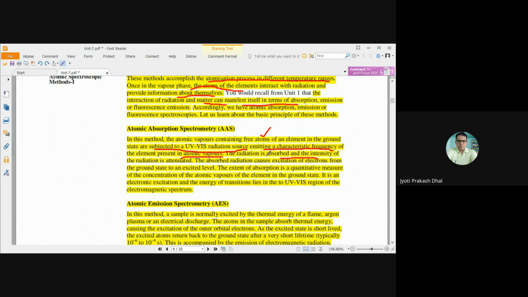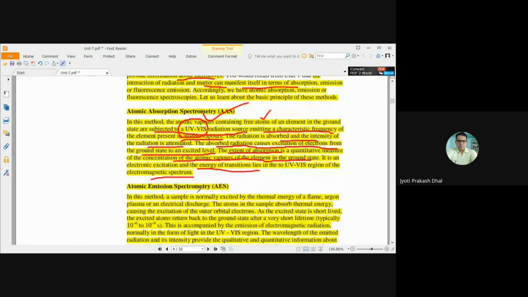First, the radiation is absorbed. That means the UV visible radiation is absorbed by the sample. Then the intensity of the radiation is attenuated. The absorbed radiation causes excitation of electrons from the ground state to an excited level, and which excited state the electrons go to depends upon the amount of energy absorbed from the UV visible source. The extent of absorption is a quantitative measure of the concentration of the atomic vapors of the element in the ground state. It is an electronic excitation, and the energy transition lies in the UV visible region of the electromagnetic spectrum.